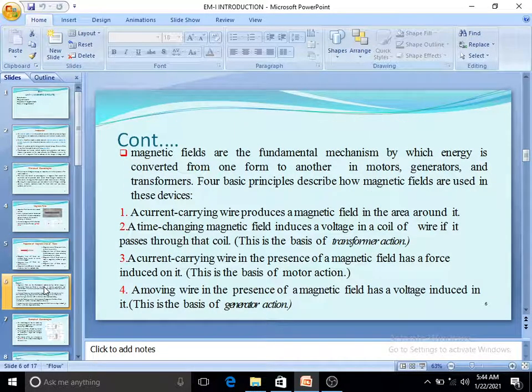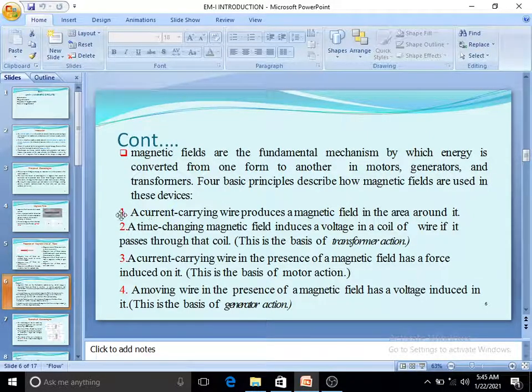So move on to the next slide. Here in this slide, this is an important slide because we need to discuss the different ways. Here the four basic principles describe how magnetic fields are used in these devices. Okay, so already I said, we need to focus on motors, generators and transformers as per our Electrical Machines 1 syllabus. So in these devices, by following which methods are we operating these devices? Let us see.